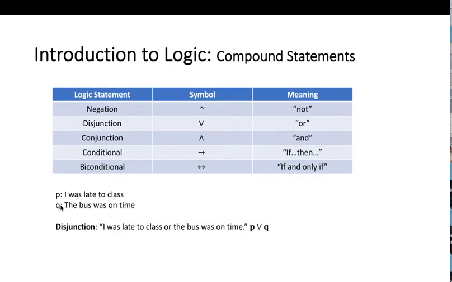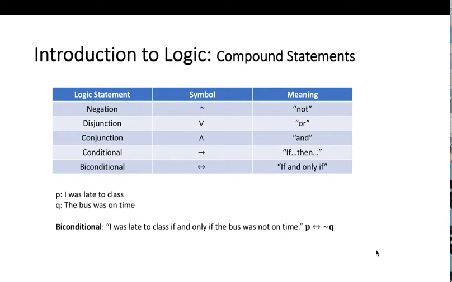So here's my simple statements, P and Q. P is I was late to class. Q, the bus was on time. So for disjunction, a statement like I was late to class or the bus was on time is a compound statement, and it is a disjunctive or a disjunction. So the symbols for that statement is P or Q. Let's look at conjunction. I was late to class and the bus was on time. P and Q.